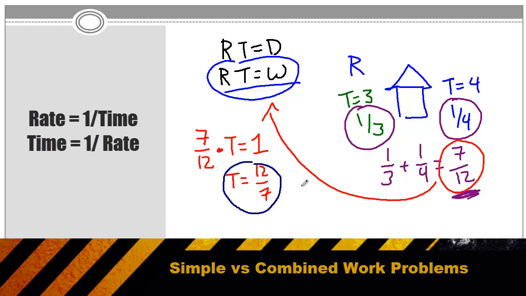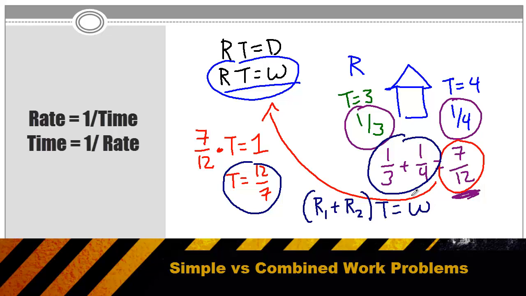So there are two things that we could extract from this example. One is how we figured out our time when we combined our rates. The standard formula you use is your rate 1, your first rate, plus your second rate, just like we did when we added 1/3 plus 1/4. So rate 1 plus rate 2 times the time is going to be equal to your work.